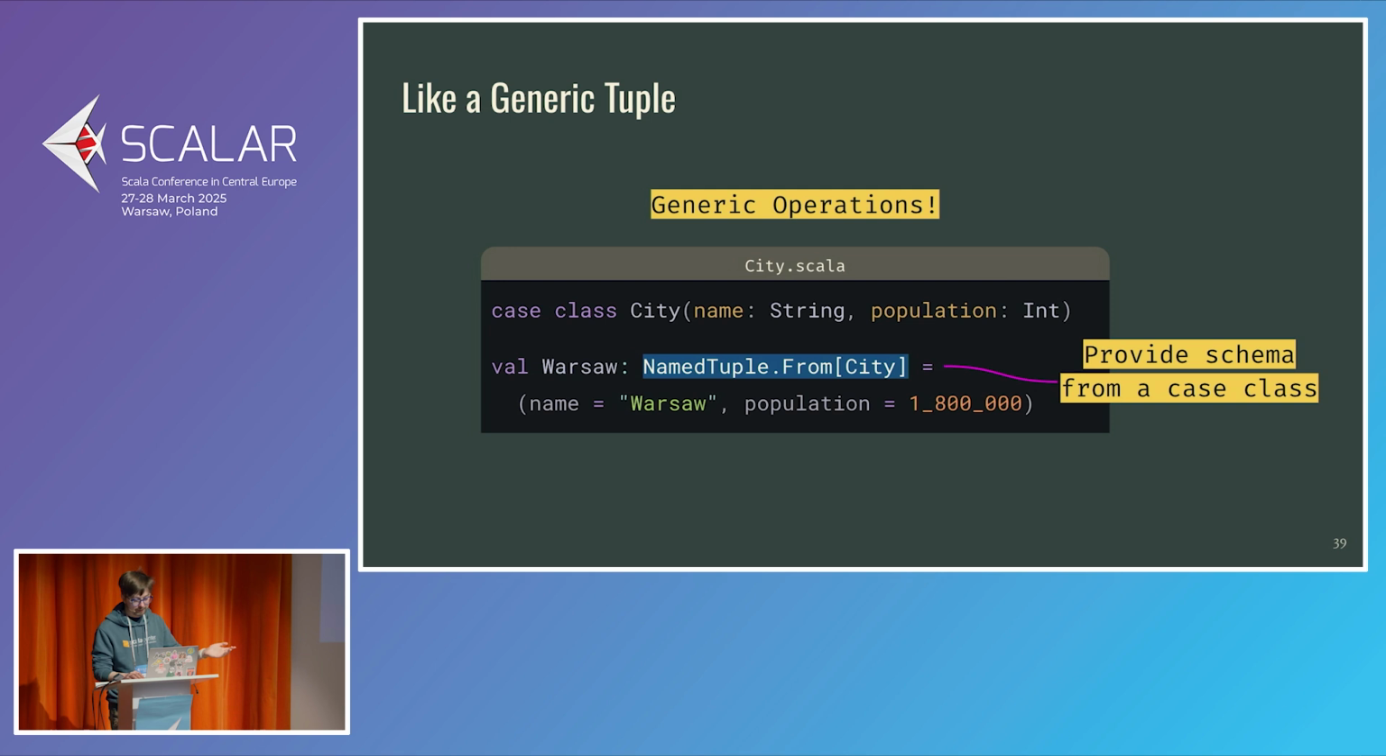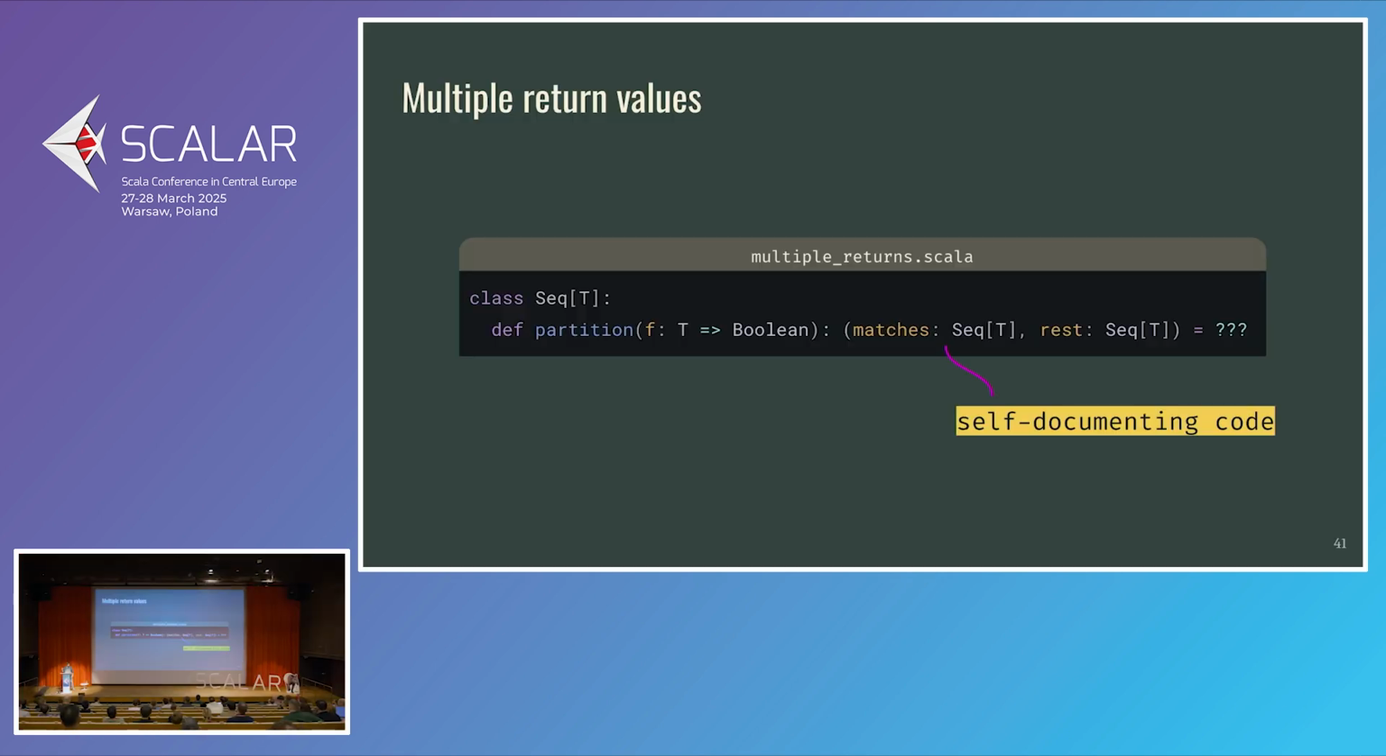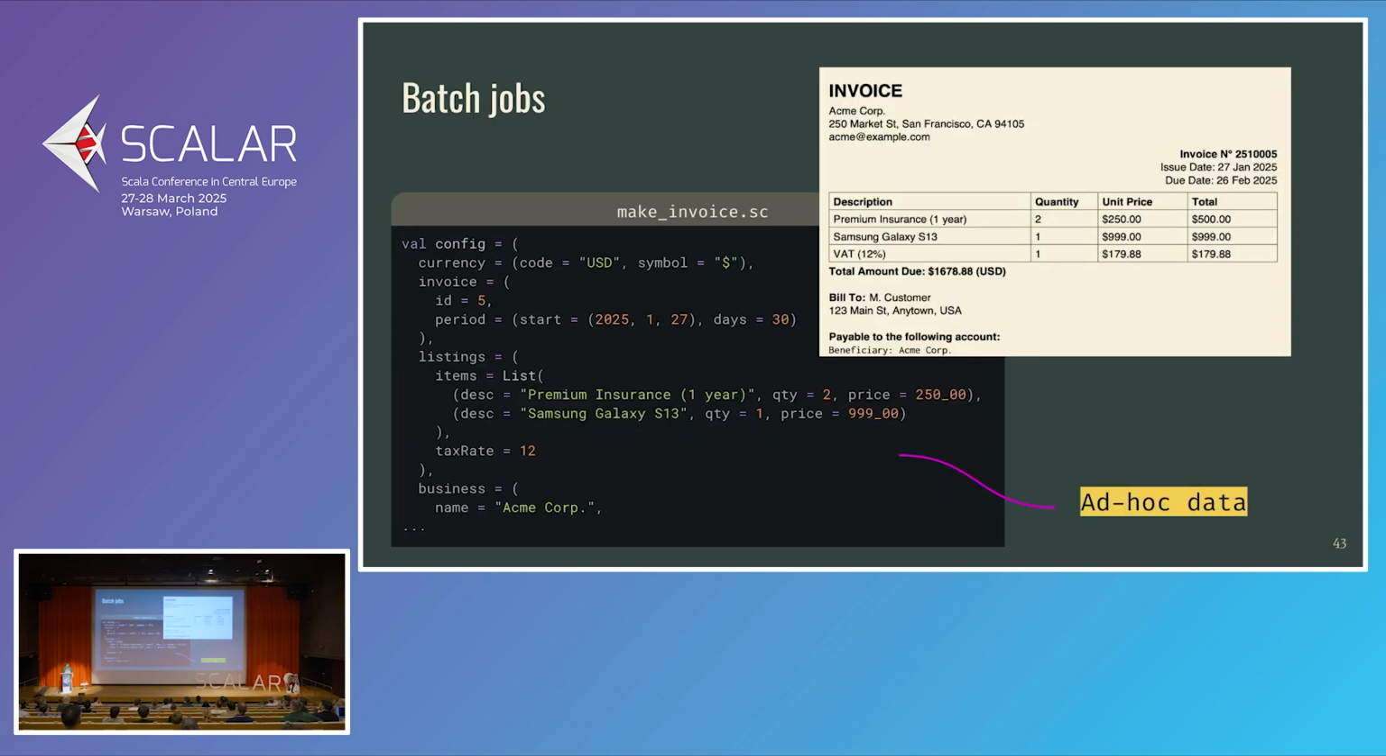But we'll see later how this is really convenient. And here's what you're supposed to do with it. So I showed you before the multiple return values. You can use it in testing to define a big blob of data that you want to feed into your test without having to declare something ahead of time. This is something I've been using it for, which is generating invoices.